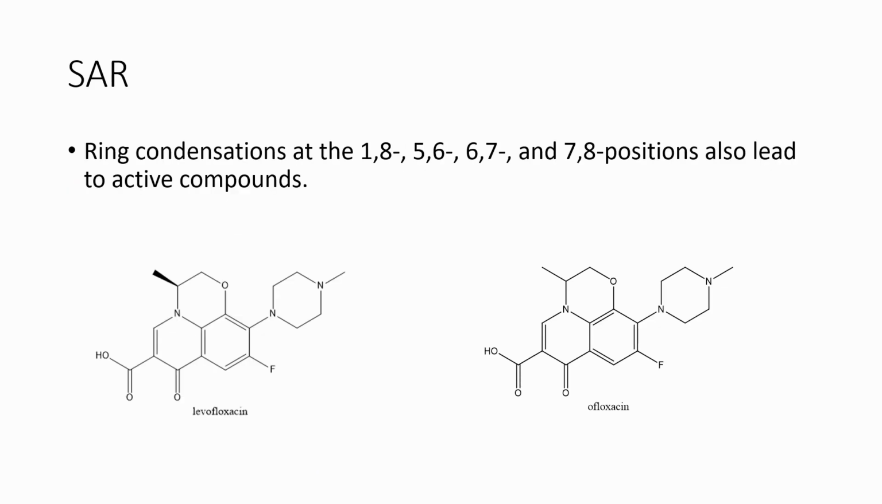Ring condensations at the 1,8, 5,6, 6,7, and 7,8 positions also lead to active compounds. So on the screen, you can see the condensations of levofloxacin and ofloxacin. There it is at 1,8. This is also at 1,8. Okay, it does not mean that if there is condensation, it loses activity. In fact, it actually increases our antibacterial activity.